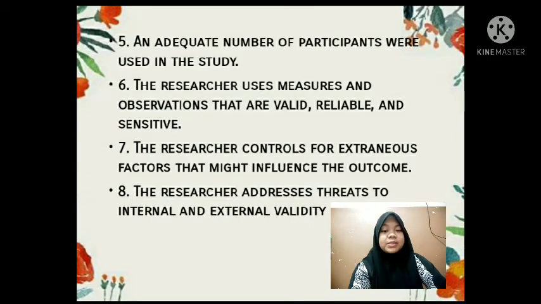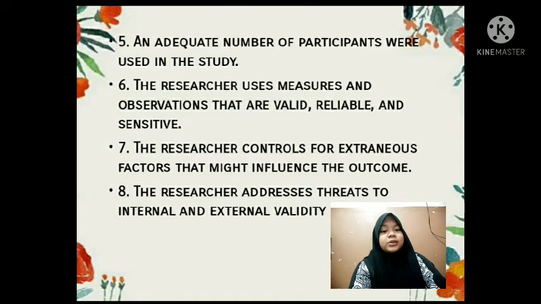Number 6, the researcher uses measures and observations that are valid, reliable, and sensitive. Kumbaga, ang gagawin na measurements and observations ng researchers ay dapat reliable, valid, and sensitive, or something like tested and proven na ng ibang researchers and pwede rin gawin ng mga future researchers.